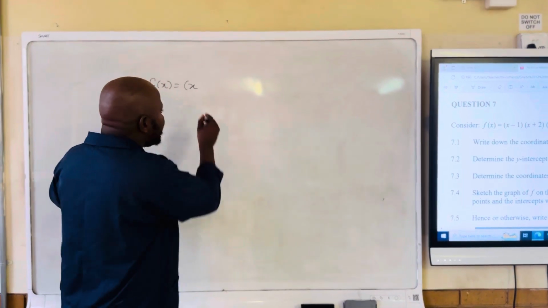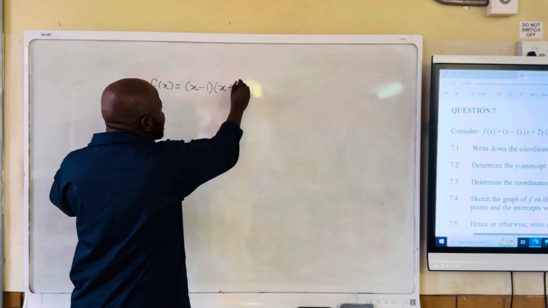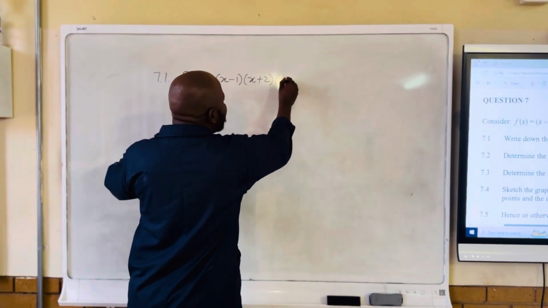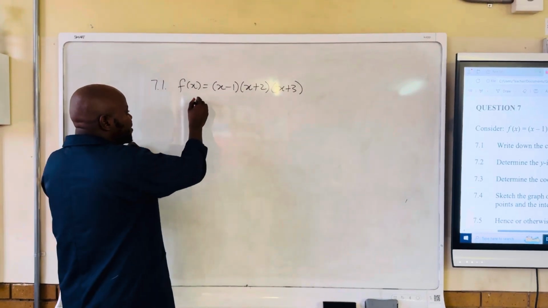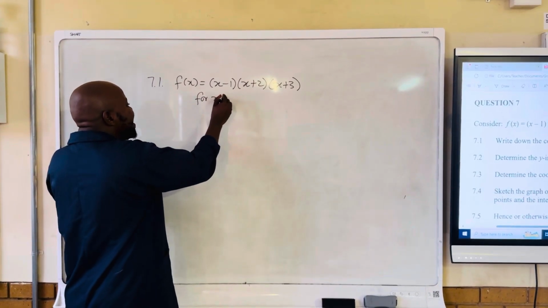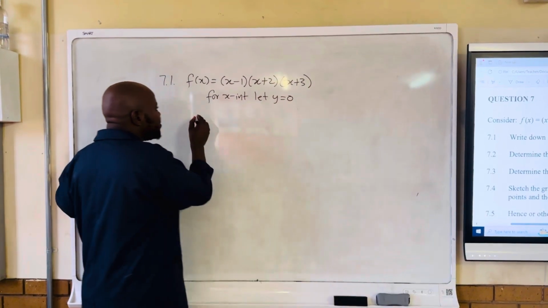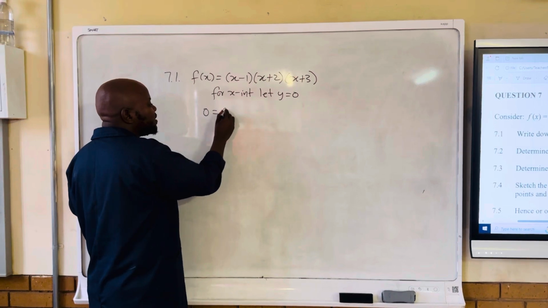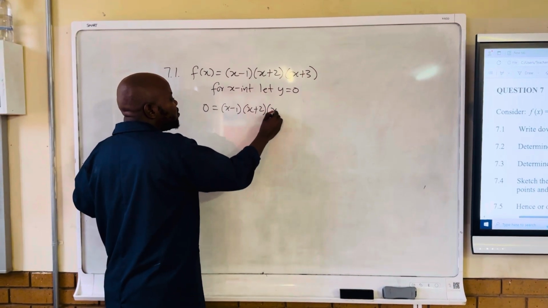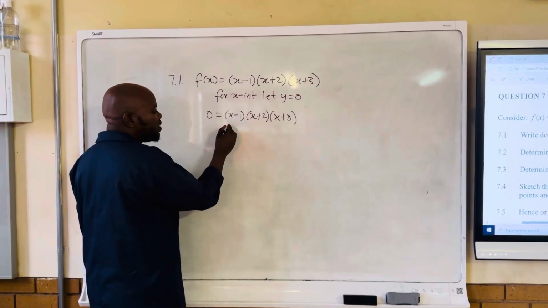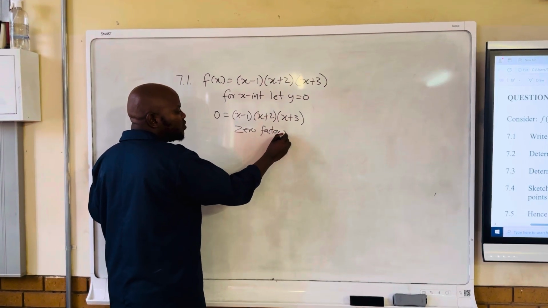With our 7.1, we're given f of x equal to (x minus 1)(x plus 2)(x plus 3). They said you must determine the x-intercept. You're just going to say, for the x-intercept, let y be equal to 0. Which is, 0 is equal to (x minus 1)(x plus 2)(x plus 3). What are we going to apply now? The zero factor rule.